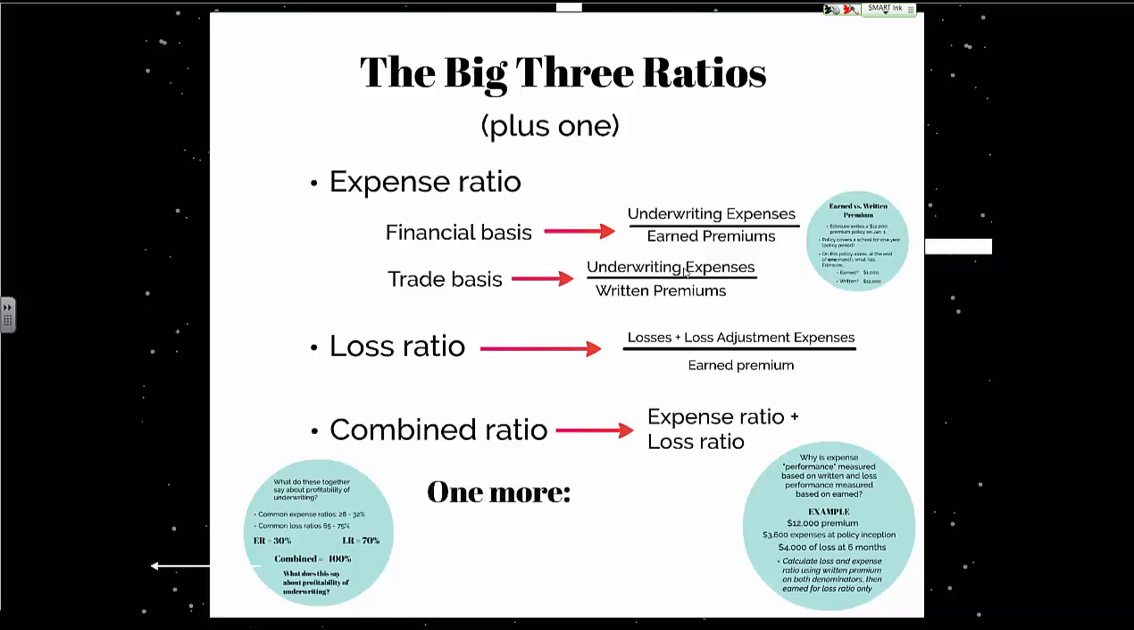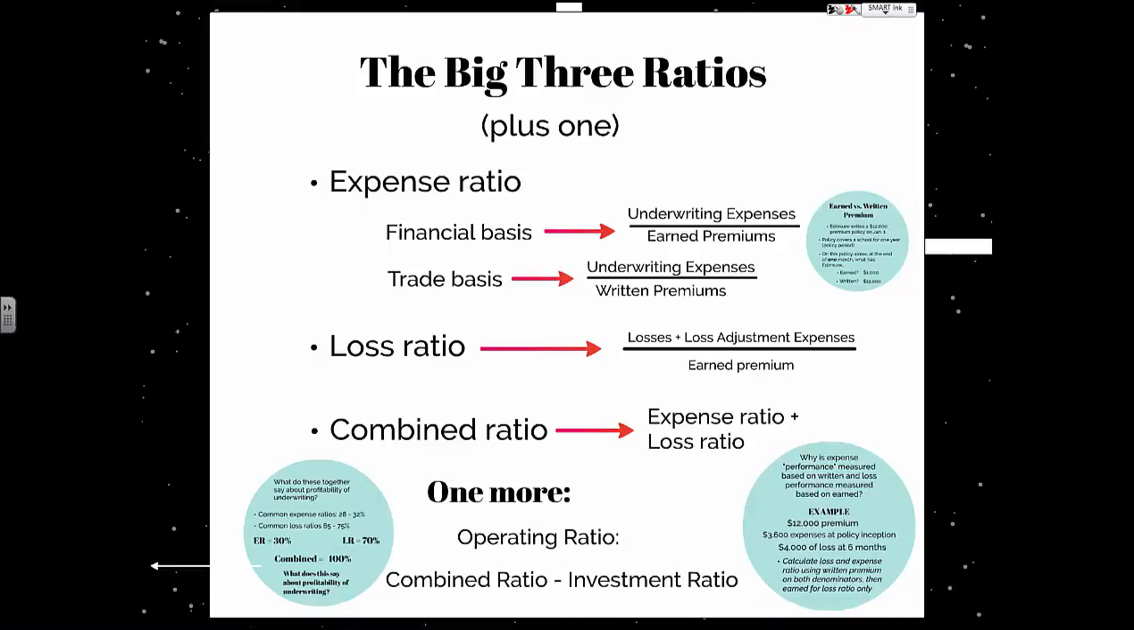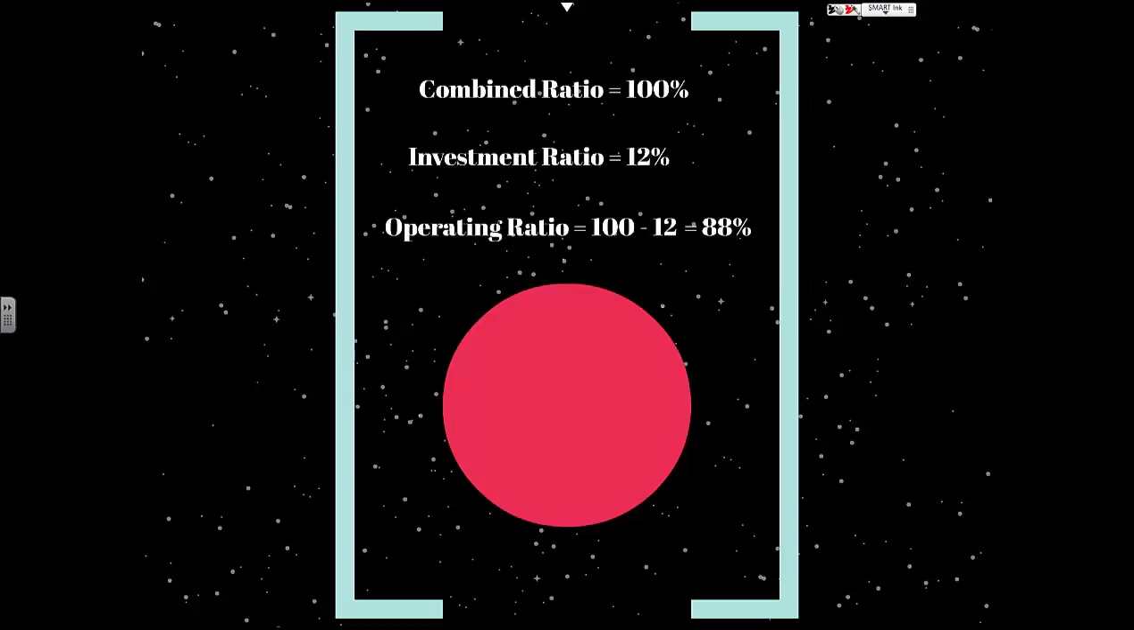premium. Lastly, I said that we would talk about one more ratio. The last ratio is the operating ratio. This is the combined ratio minus the investment ratio. Let's look at what the significance of the operating ratio is. If the combined ratio is 100%, as it was above, and the investment ratio is 12%, then the operating ratio is 100 minus 12%, or 88%. This 88% will tell us the overall profitability of the company.